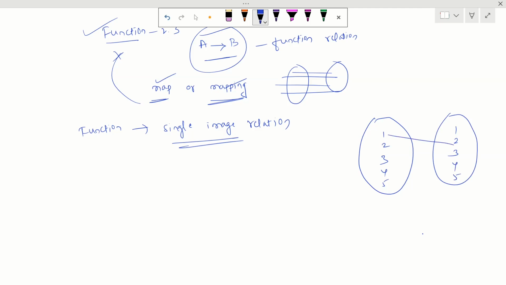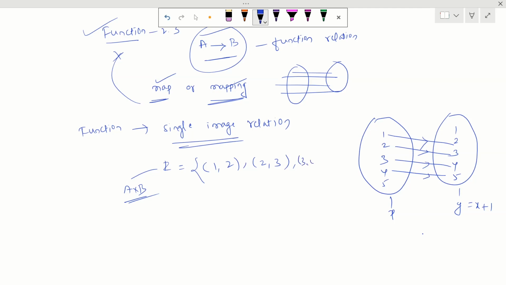One relates to 2 by some condition, then 2 relates to 3, and 3 relates to 4. These are the first values, x, and these are the y values. So y is x plus 1 here. 1 plus 1 is 2, 2 plus 1 is 3. These are the matchings. Then we can write the relation as a Cartesian product of subsets: (1,2), (2,3), (3,4) and (4,5).